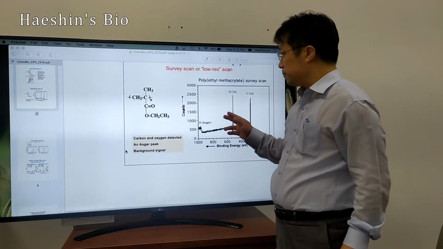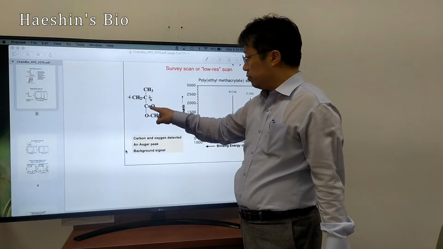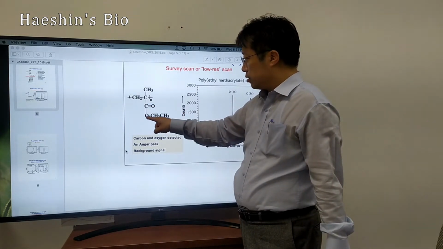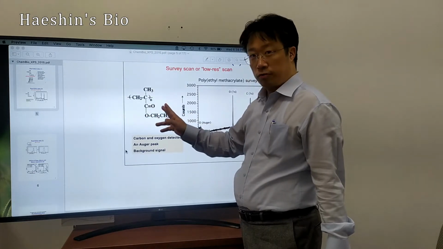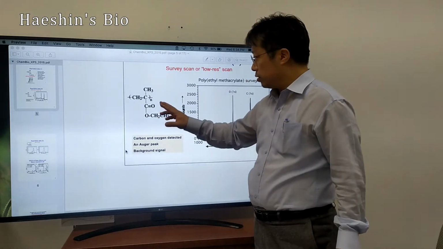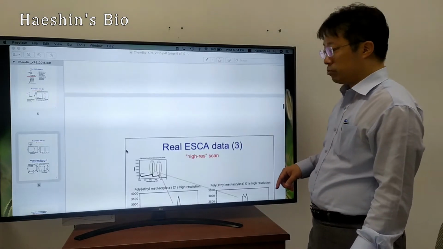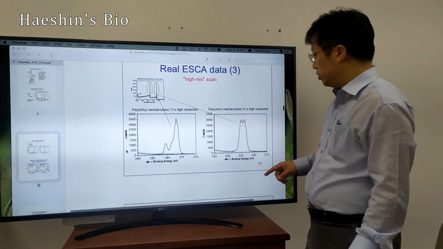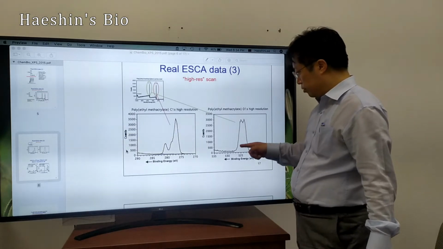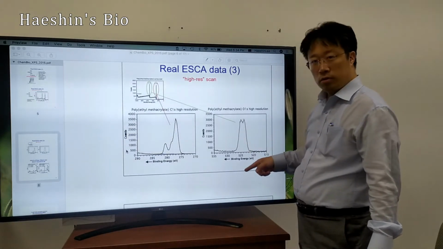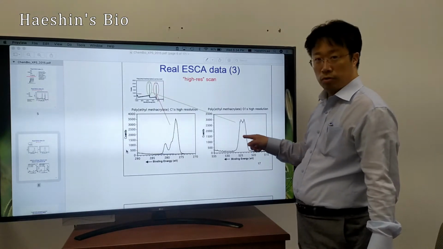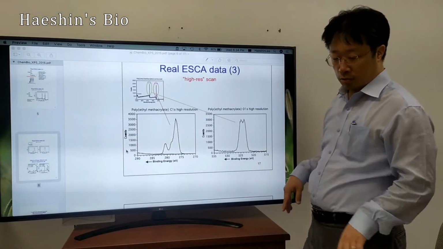Then the oxygen has 2 different types: the double bond oxygen here, and the oxygen connected to carbon and carbon. So the stoichiometry is 1 to 1. You have 2 different carbons with a stoichiometry of 1 to 1, and then 1 carbon, 1 oxygen, the second oxygen, stoichiometry 1 to 1. So this is how we analyze it.